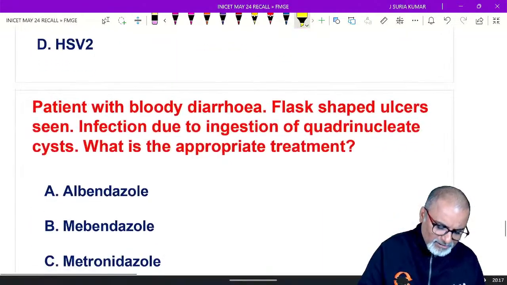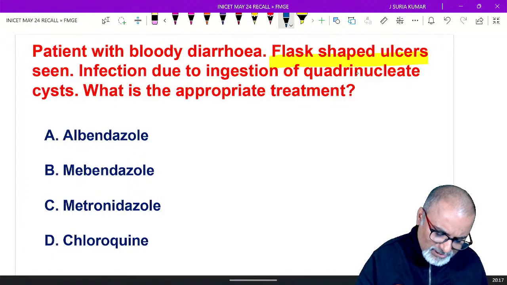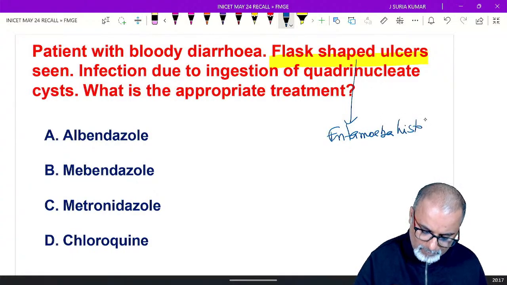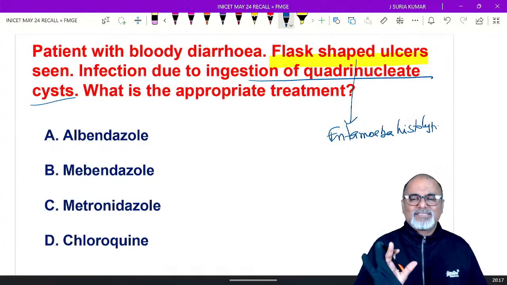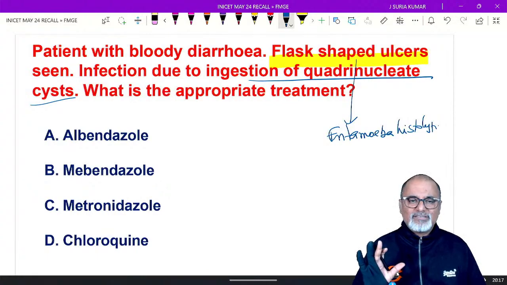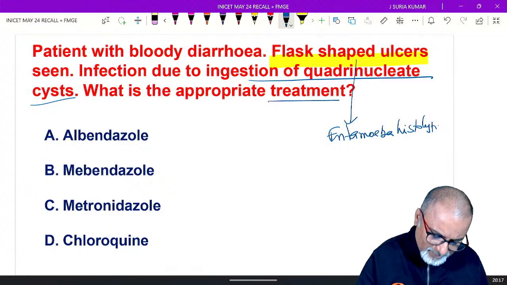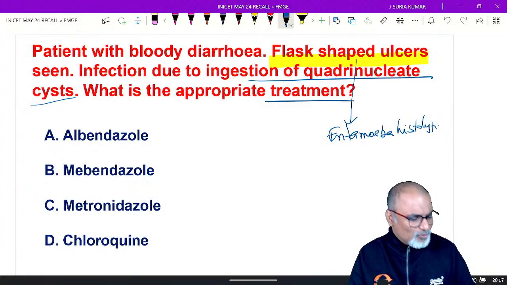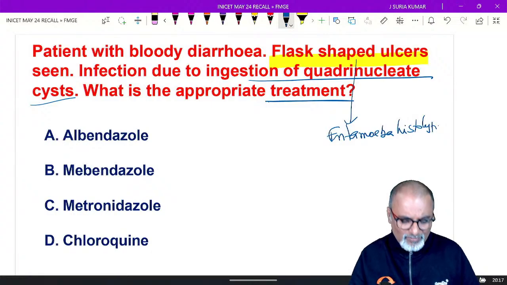Next is a patient with bloody diarrhea and flask shaped ulcer. That's all. It gives Entamoeba histolytica, and it is due to a quadrinucleate cyst. Yes, now you are diagnosing it as Entamoeba histolytica. Something related to this: what is the appropriate treatment? The appropriate treatment is metronidazole, tinidazole, those kinds. Yes, we want metronidazole, tinidazole.